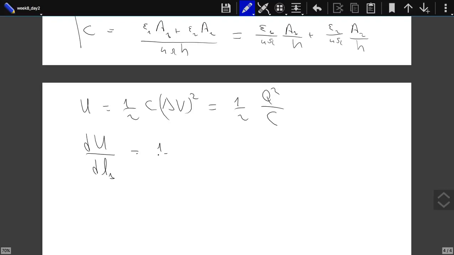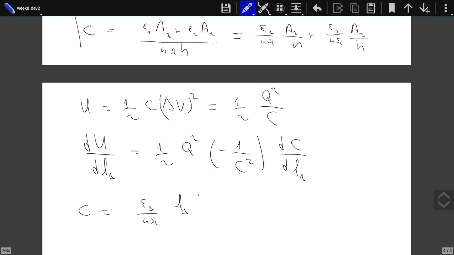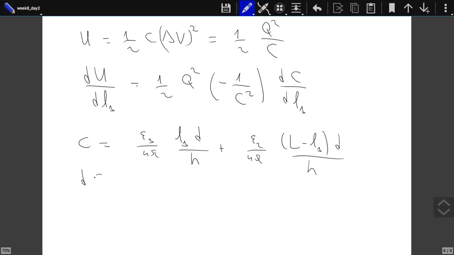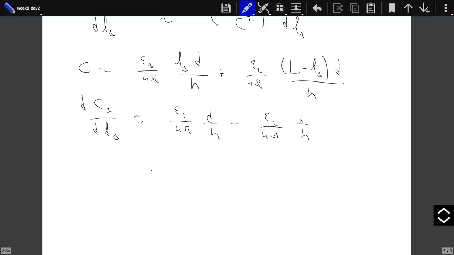Well, this will be equal to 1 over 2 Q squared, because Q doesn't depend on L1. 1 over 2 doesn't depend on L1. C depends on L1. So I have to take its derivative, minus 1 over C squared times the derivative of C with respect to L1. Now C was epsilon 1 over 4 pi, A1 is L1 times D over H, plus epsilon 2 over 4 pi, A2 is large L minus L1 times D over H. This is the total capacitance in terms of L1. So we can take the derivative. This is equal to epsilon 1 over 4 pi D over H plus minus epsilon 2 over 4 pi D over H, or epsilon 1 minus epsilon 2 over 4 pi D over H.